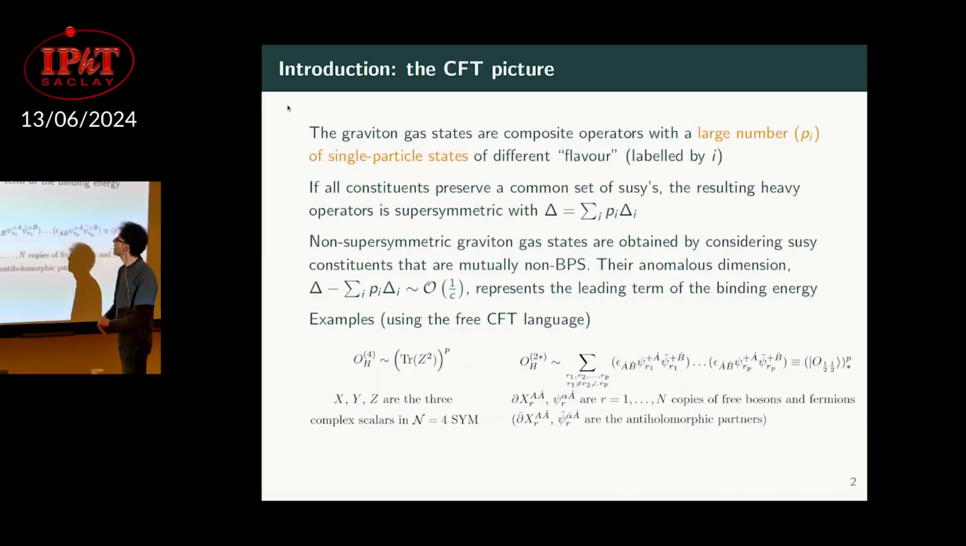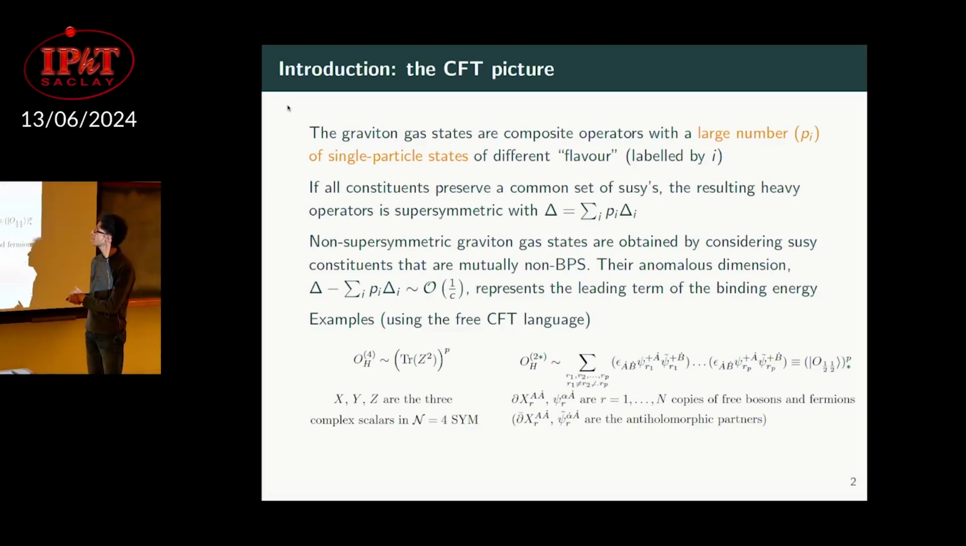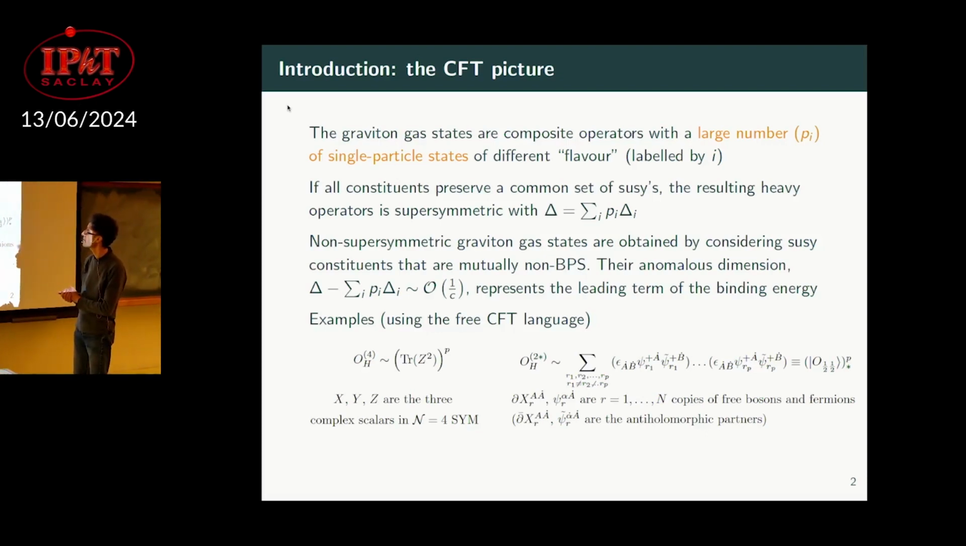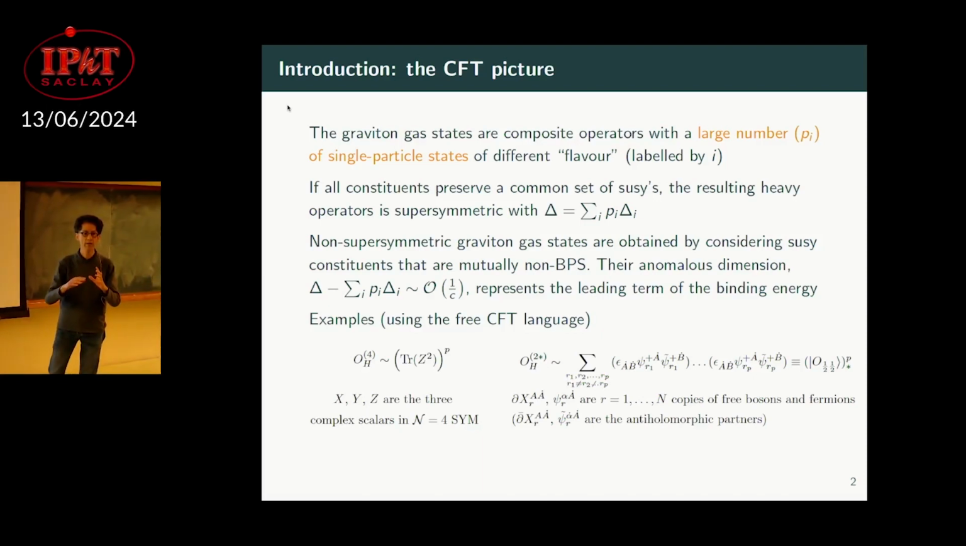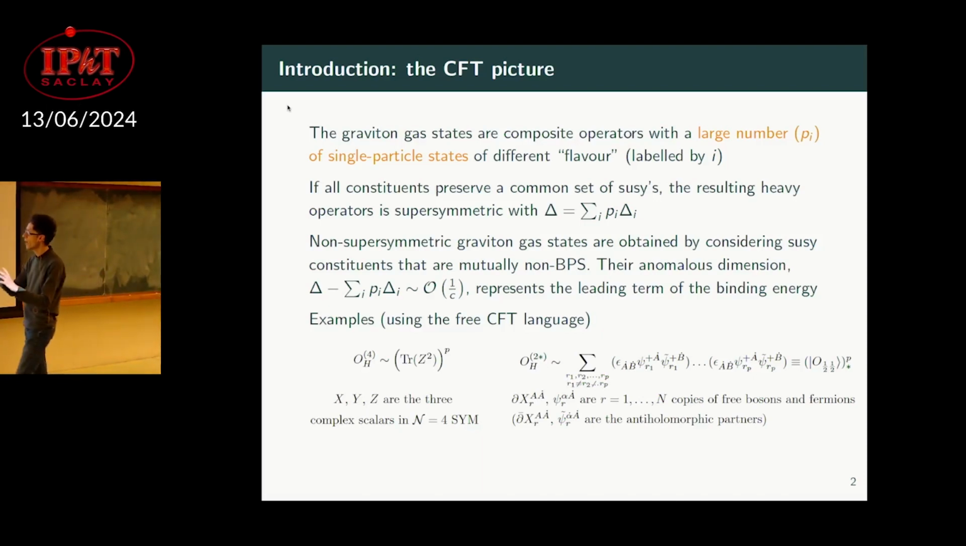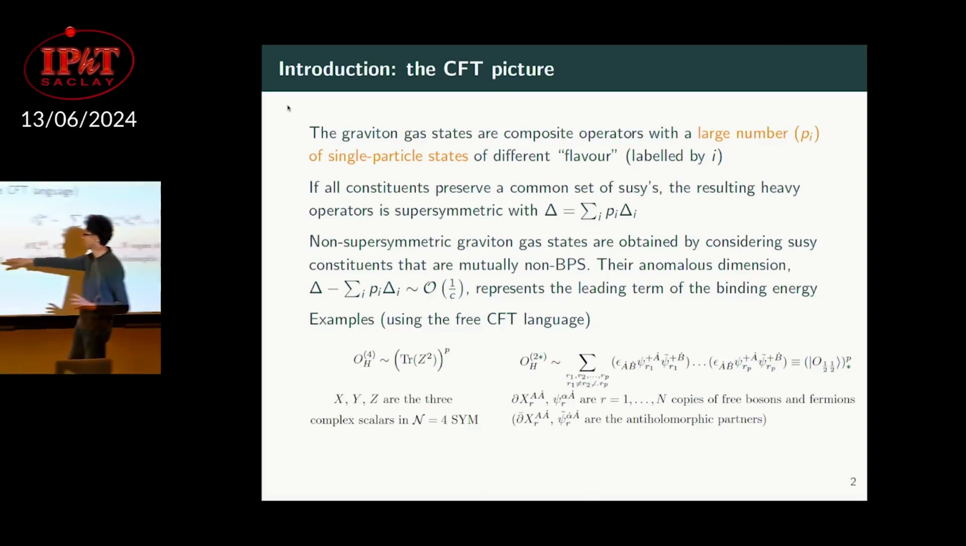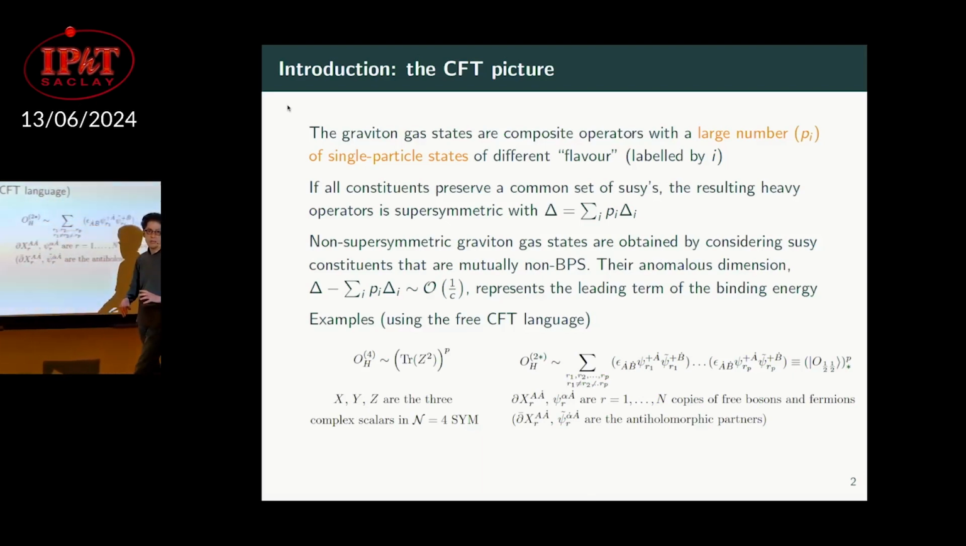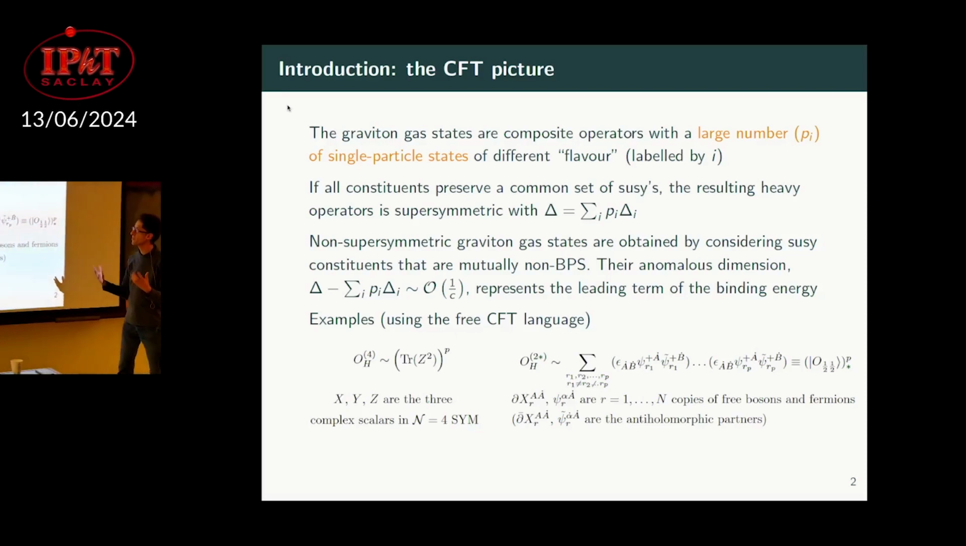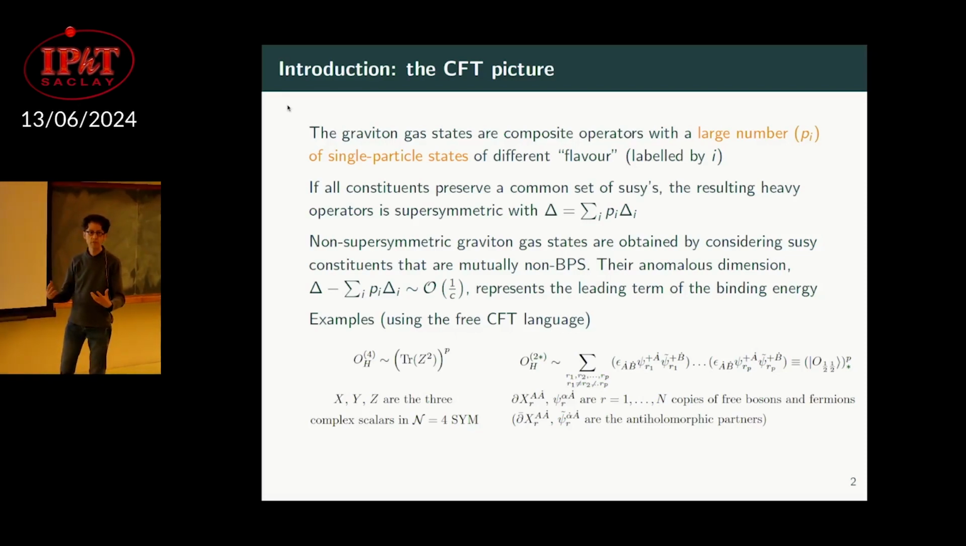Very good. So what is this graviton gas state? We start from the single particle state, and let me just add an index I for flavor. You can think about 3z square as being one single particle, 3z cube being another single particle; x, y, and z are the three complex scalars of N=4. And then you can think of producing a state whose dimension is not 2 or 3, but is large, just by putting together many of these constituents. So graviton gas is a multi-particle state.